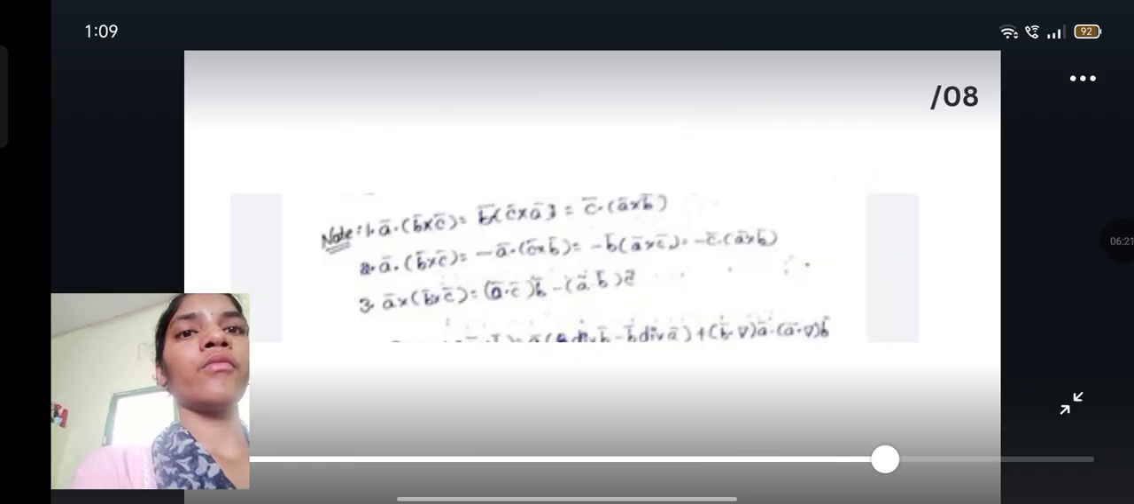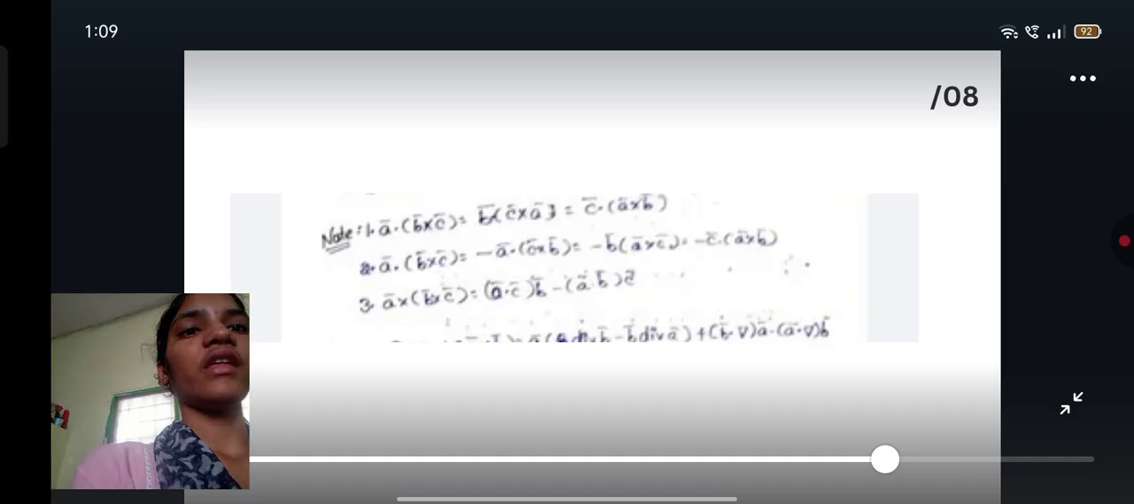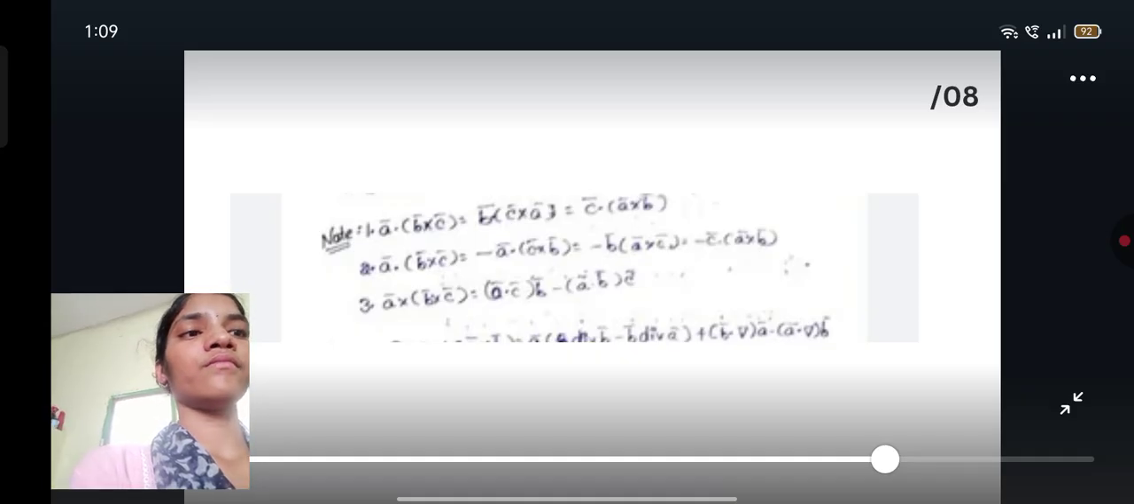Note: A × (B × C) = B (C · A) − C (A · B).